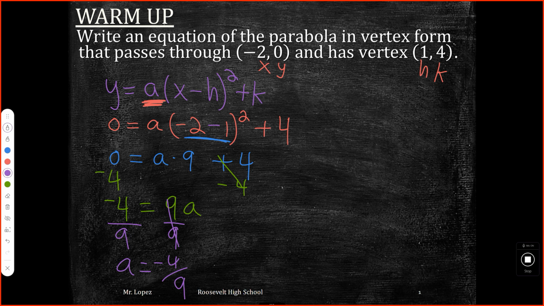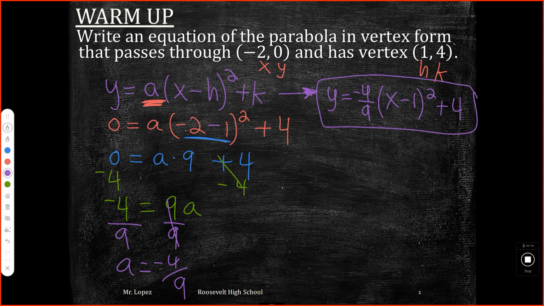And then we can go back to the equation and plug in everything we need. y is equal to -4/9. Leave the x alone. And we're going to put (x minus h), which is 1, squared plus 4. So this should be the equation of the parabola passed through that point in vertex form.